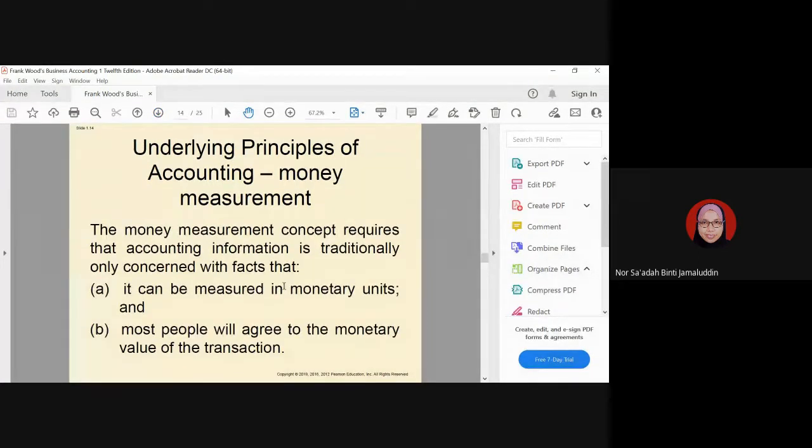The second underlying principle of accounting is money measurement. The money measurement concept requires that accounting information is traditionally only concerned with facts that can be measured in monetary units, and most people will agree to the monetary value of the transaction. As we know, if we want to prepare the financial statement, we record in monetary units, so that when you want to answer a question from a third party about what assets you have in your business, you cannot answer I have 5 vehicles, I have 5 cars, but you must answer in monetary units.